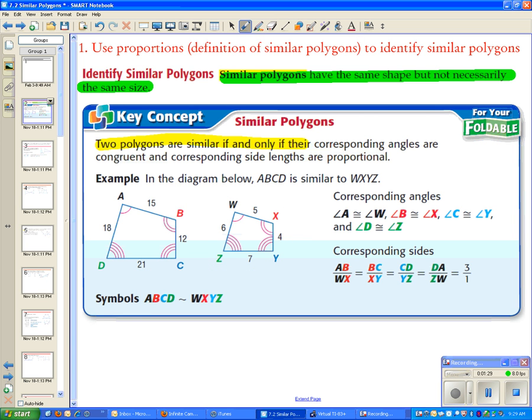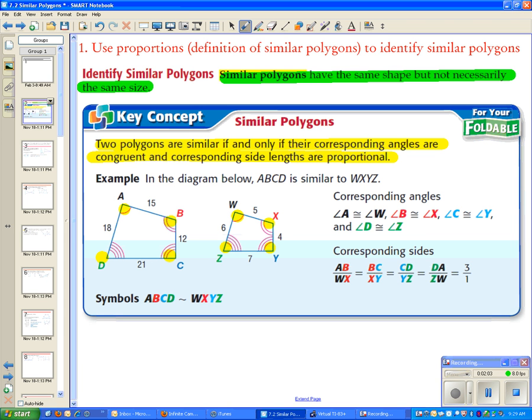2 polygons are similar if and only if their corresponding angles are congruent. So look at these 2 figures I just pointed out and said were similar. Angle A is congruent to angle W. Angle B is congruent to angle X. Angle C is congruent to angle Y. Angle D is congruent to angle Z. So, corresponding angles are congruent, and corresponding side lengths are proportional. Corresponding sides don't have to be congruent. Corresponding sides have to be proportional.